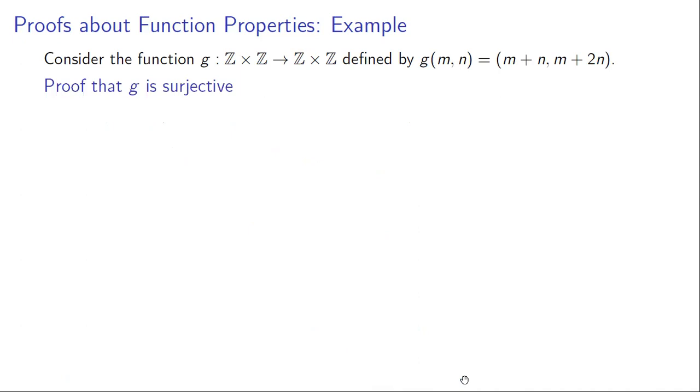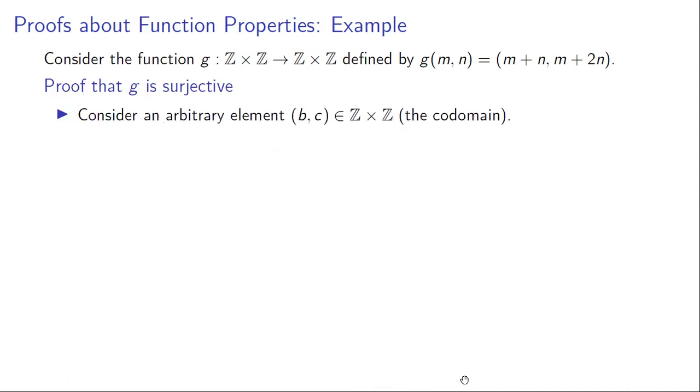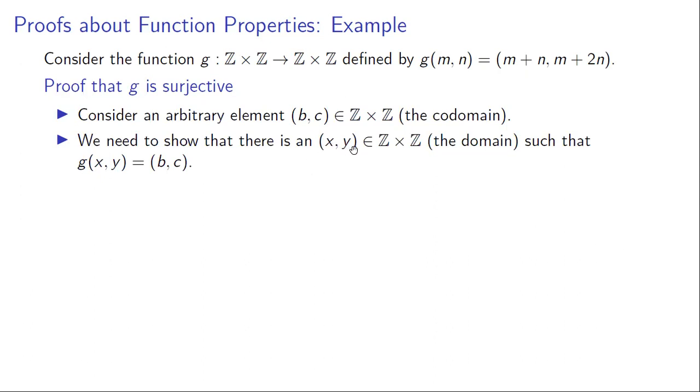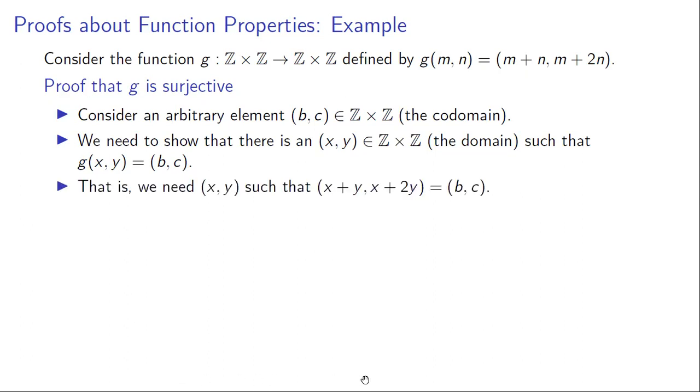Next, let's prove that G is surjective. So consider an arbitrary element, the ordered pair b comma c, which is in the codomain. We need to show that there is an element in the domain, which will look like x comma y, such that G of x comma y is equal to b comma c. Well, what is G of x comma y? Following the definition, it would be x plus y comma x plus 2y. So we need an x comma y such that x plus y comma x plus 2y is equal to b comma c. So we need to find x and y.